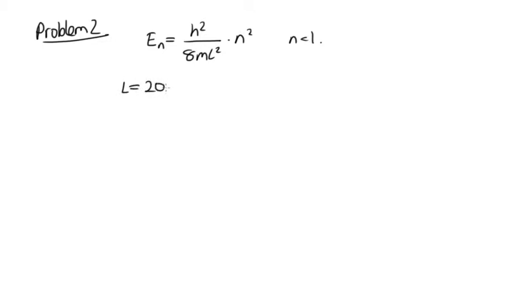Problem 2. So in this problem, we once again have an infinite potential well, and we're asked to find the ground state energy of an electron and a proton. So we're going to need to use our equation that the energy is given by h squared over 8mL squared times n squared, and the ground state occurs when n is equal to 1. Okay, and we're told in this case that the well is 200 picometers wide. So L is equal to 200 picometers, which is equal to 200 times 10 to the minus 12 meters.